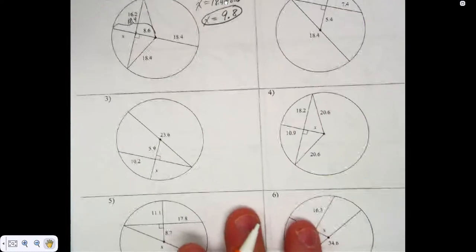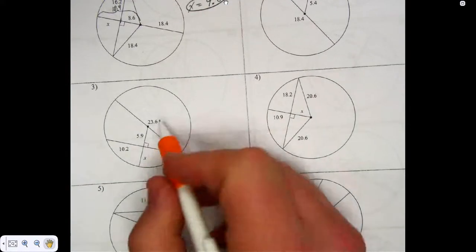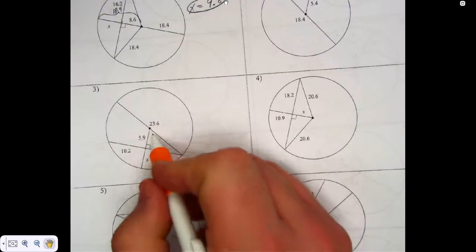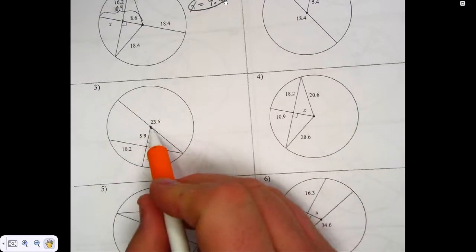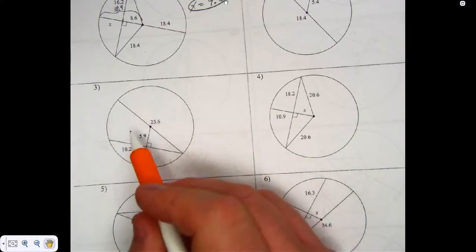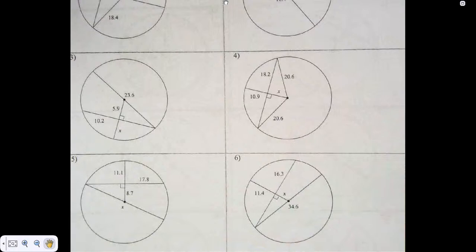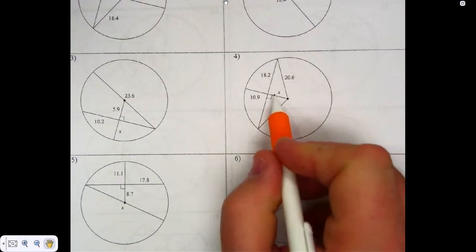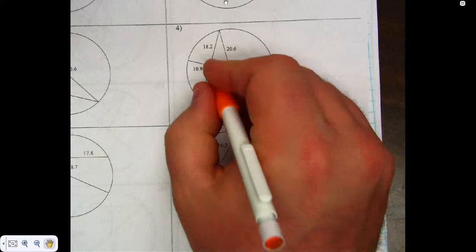Now, here, when they put it right in the middle right here, what do you think they're saying is 23.6? Each piece or the whole thing? The whole thing. Okay? Right here. What theorem do you think you're going to have to use for this one?